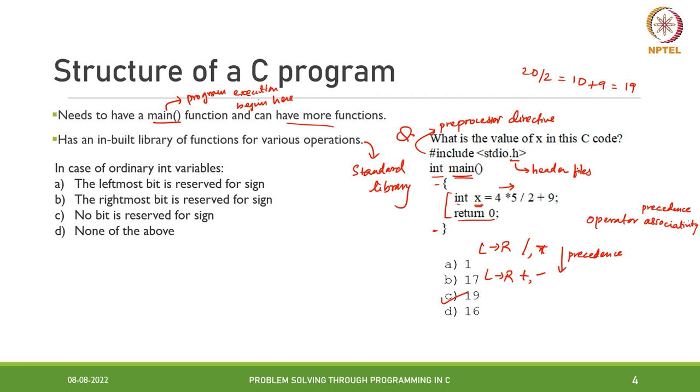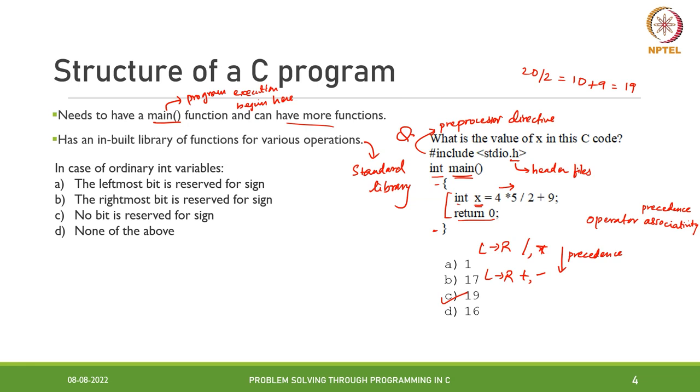So when you are writing a C program, the first thing that you have to keep in mind is I have to write a main function. Whatever statements or other functions can be there is a secondary thing. Main function has to be there.